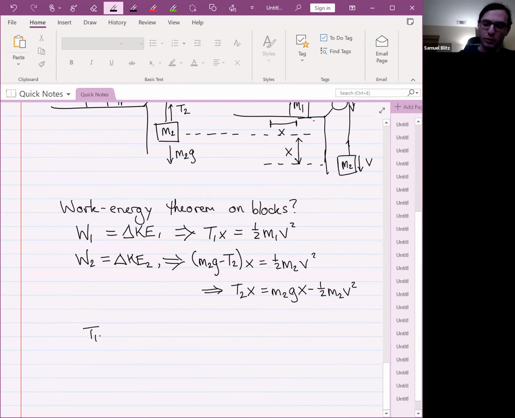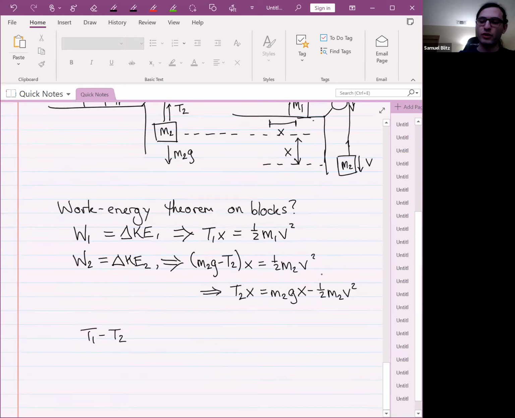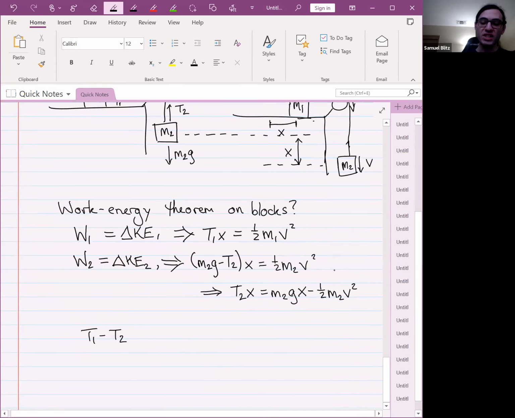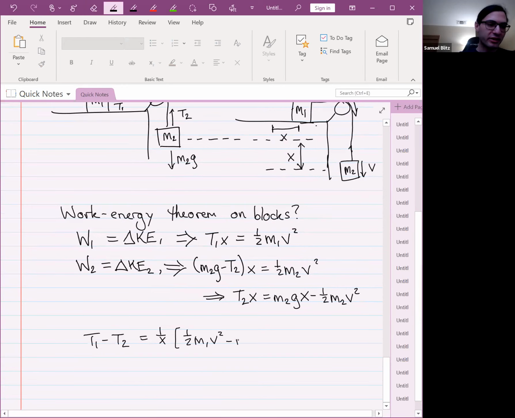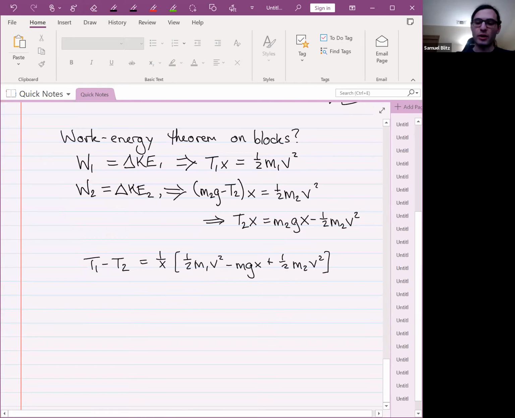So T1 minus T2, well, we have an expression for T1 and an expression for T2, so we can relate them. T1 minus T2 would be equal to 1 divided by x. We'd have to take the difference of these two things and then divide through by x, or I suppose we could divide through by x and then take the difference. It doesn't matter. Times 1/2 m1 v squared minus m2gx plus 1/2 m2 v squared. Now we can rearrange this equation to write it as 1/2 m1 v squared plus 1/2 m2 v squared minus m2gx.